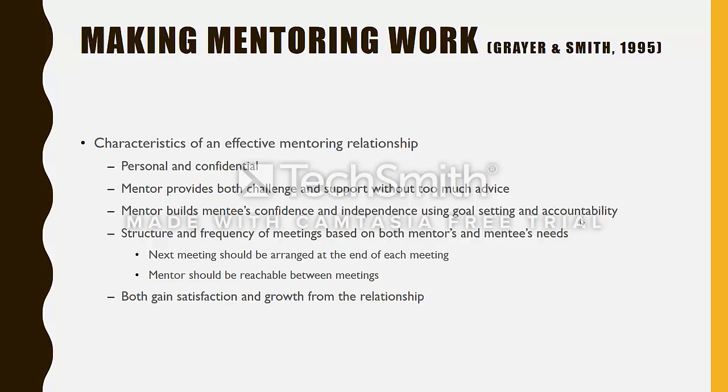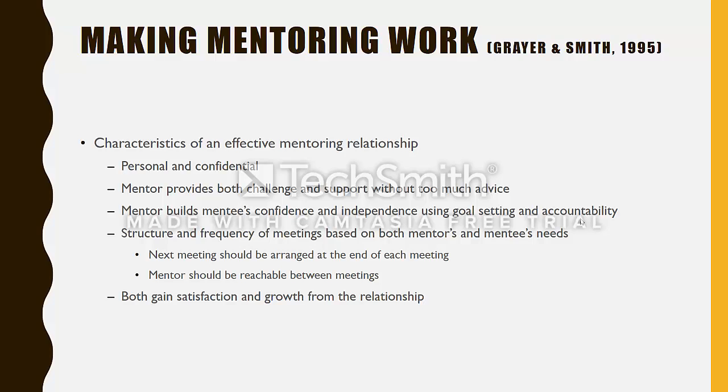And the best ways to make a mentoring relationship most effective is for a mentor to help build the mentee's confidence and also their independence through using a goal setting process and a process of accountability. And then the structure and frequency of the meetings need to be based on both the mentor's and the mentee's needs.